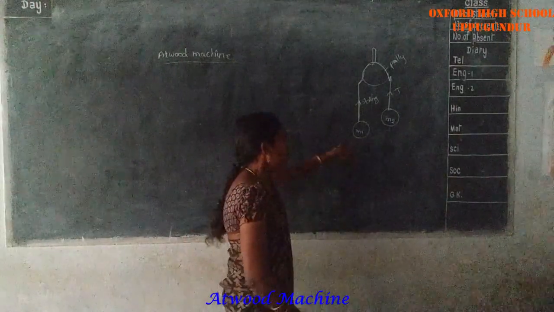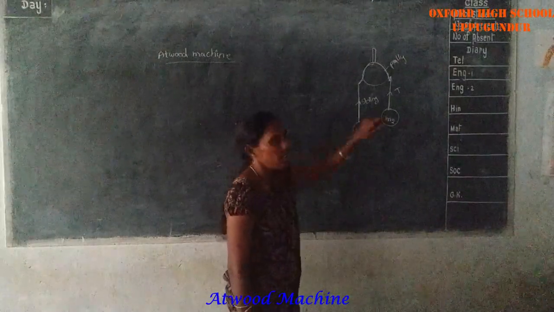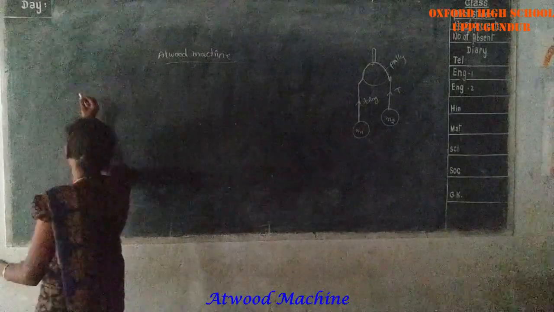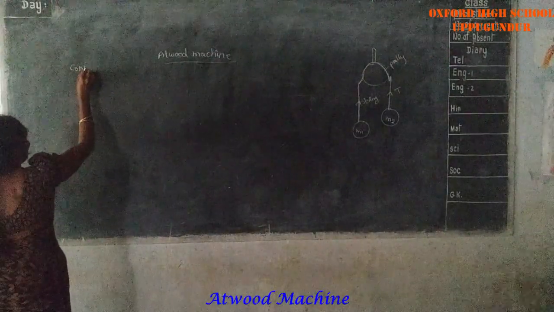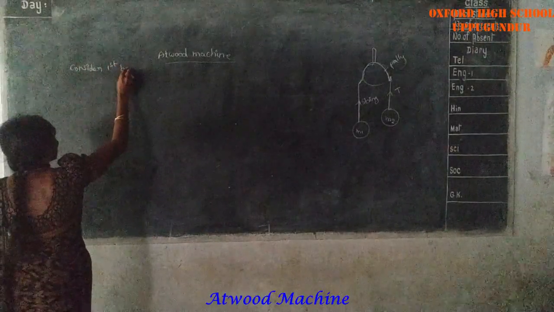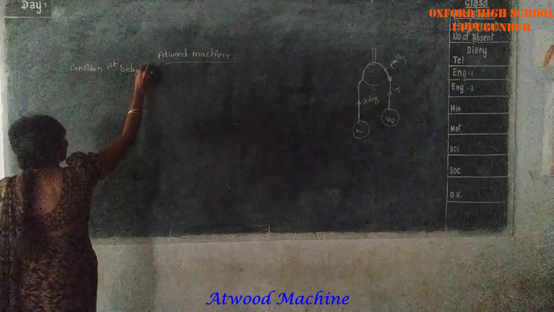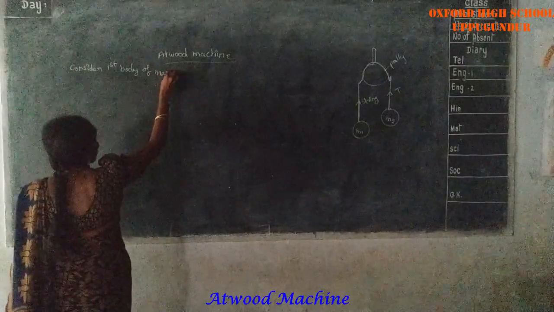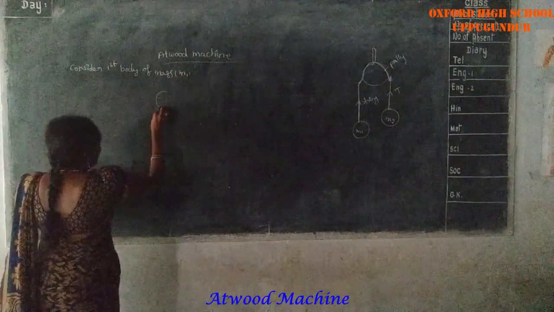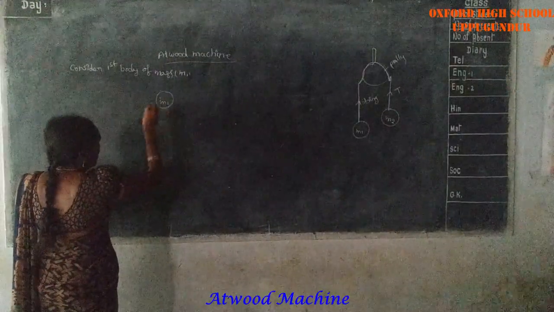Here are two loads of masses M1 and M2. Consider the first body of mass M1. Here this is the body of mass M1.